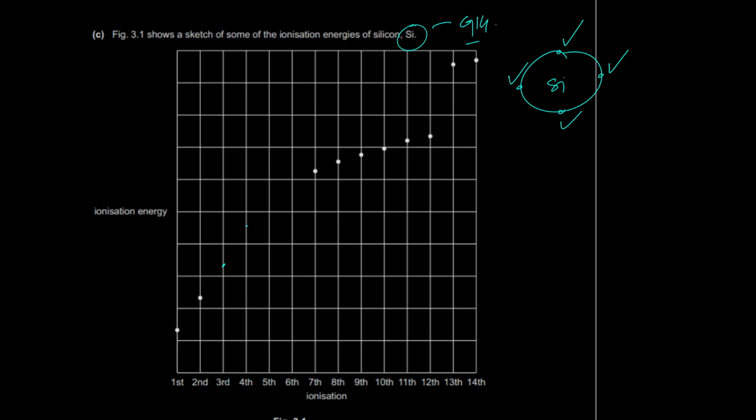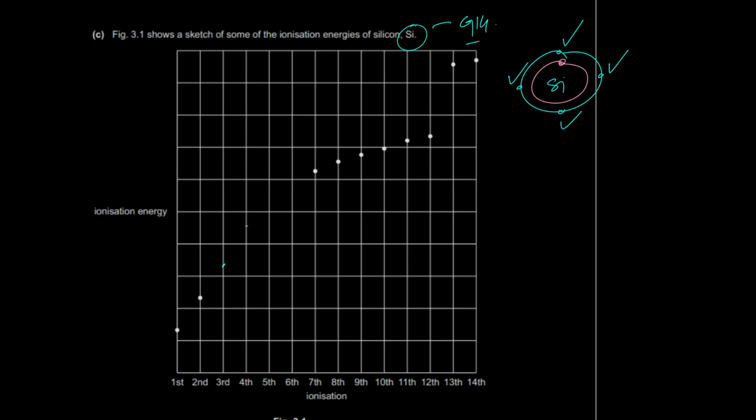And then, if you move on to the fifth ionization energy, obviously, that would be removing the electron from a shell which is closer to the nucleus. So there is going to be a big jump between the fourth ionization energy and the fifth ionization energy. So I'm going to show that big jump right now.